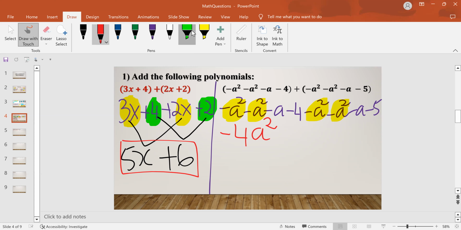We continue. Like terms again, we have a negative a and another negative a. So in total, we have negative 2a.